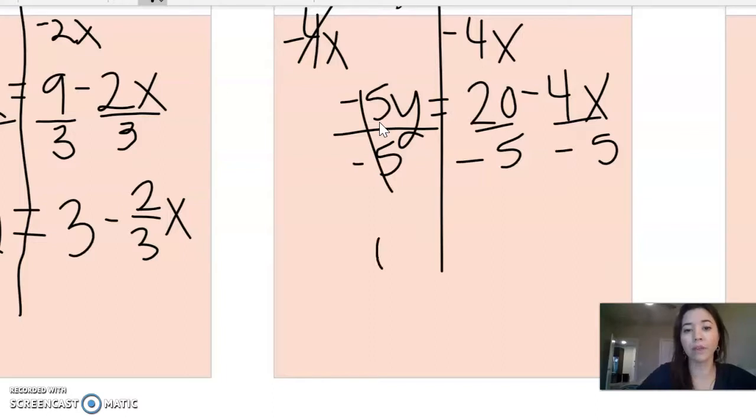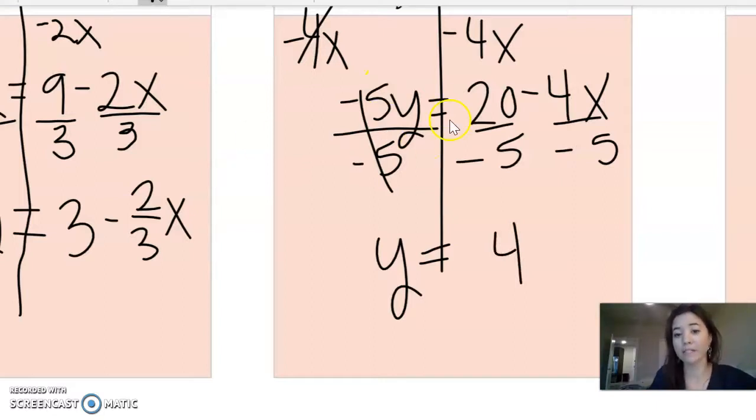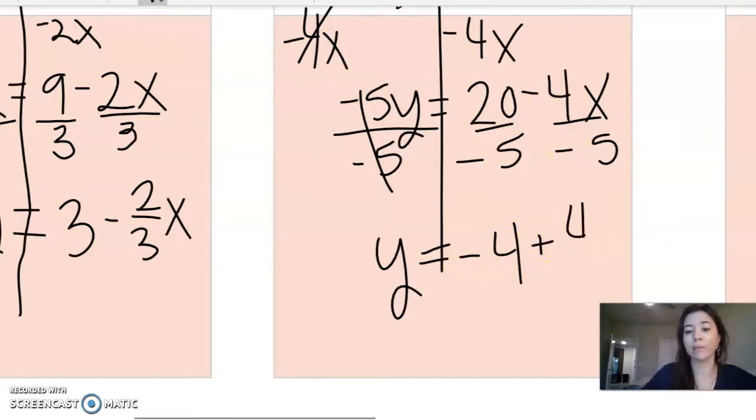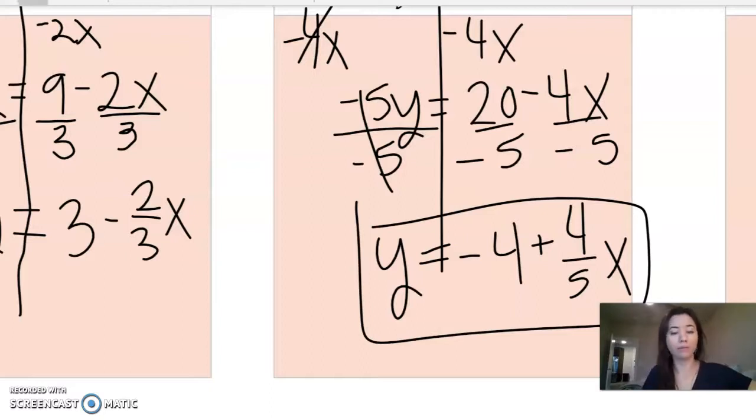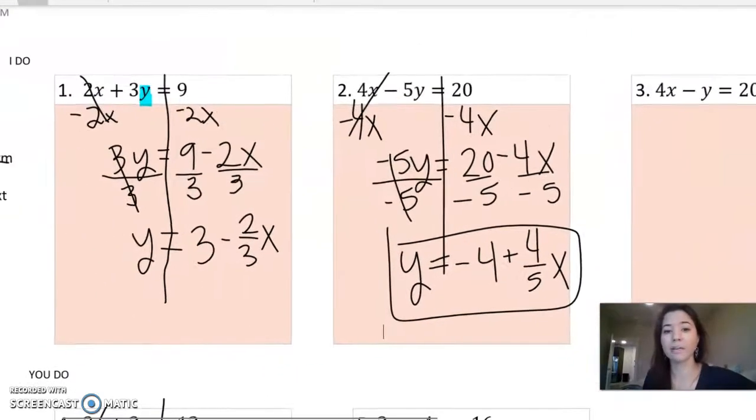Those cancel. We have y equals 20 divided by 5 is 4. They have opposite signs, so that means this is negative. And then we have a negative over a negative, which makes it positive. And then we can keep that as a fraction, 4 over 5x. And there you go. Same exact steps, just gets a little bit trickier with the negatives.